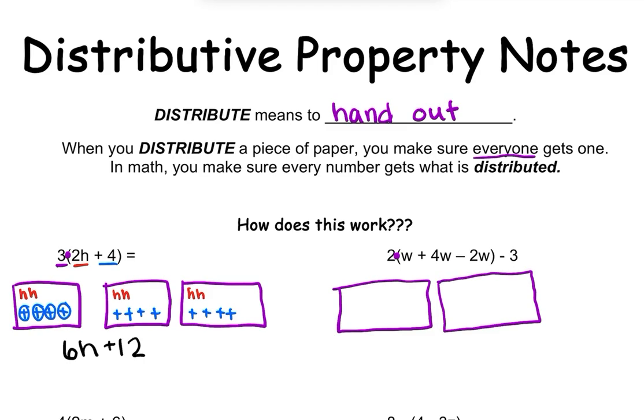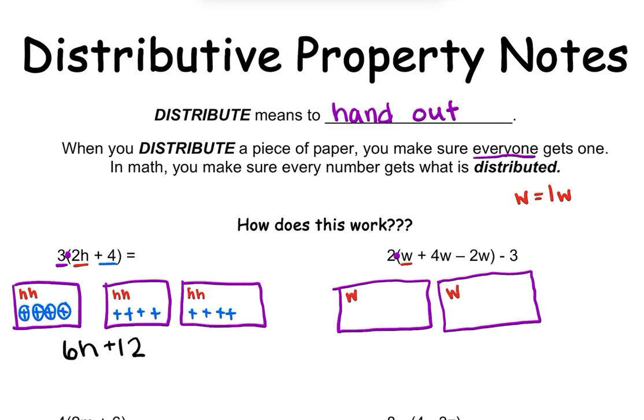Okay, and then I have a W. So we need to talk about this. If you have a letter without a number in front, so this W, if you have no number in front, that has an invisible 1 on it. So that's an invisible math thing that we have. If it has no number, it's a 1. So I need 1 W and 1 W.